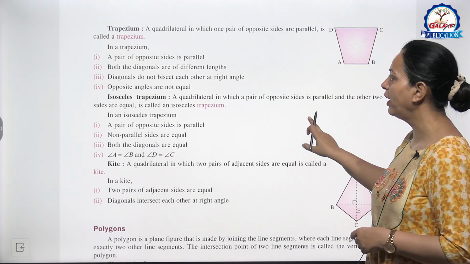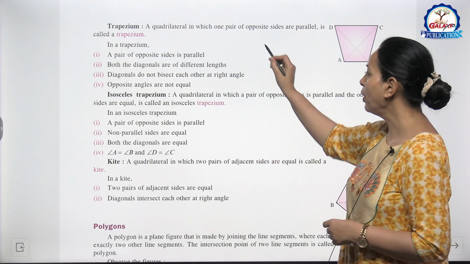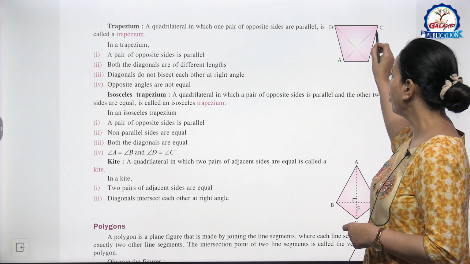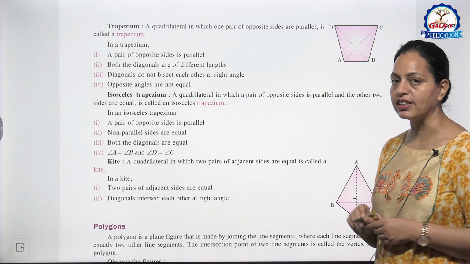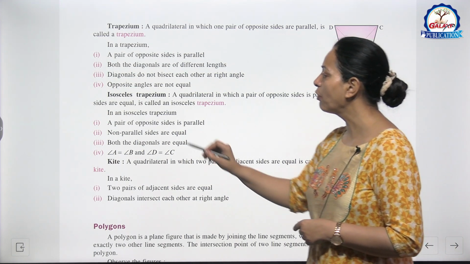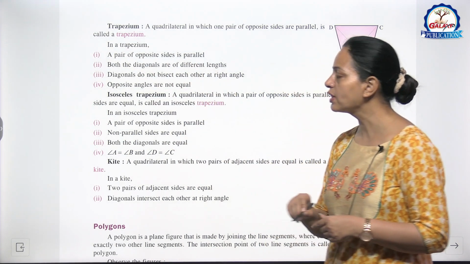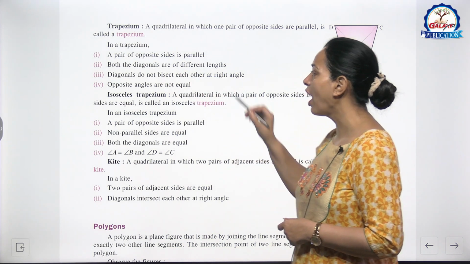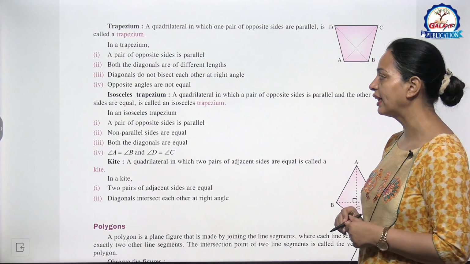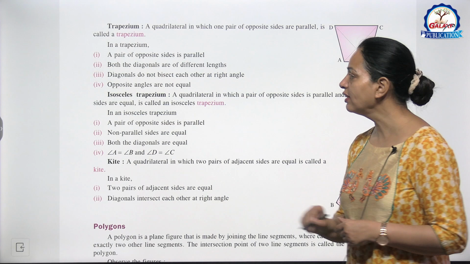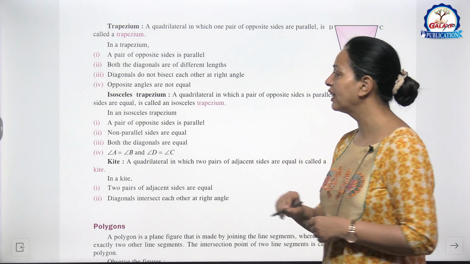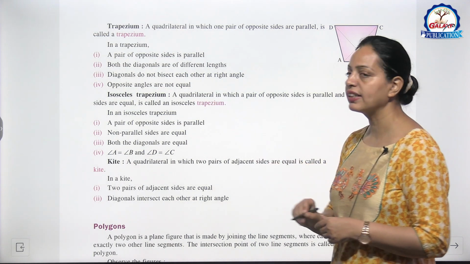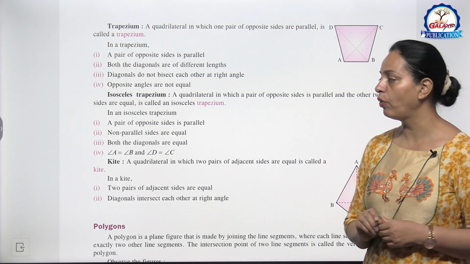Trapezium means a quadrilateral in which one pair of opposite sides are parallel. That is called a trapezium. This is like this. Okay. In a trapezium, the first one, a pair of opposite side is parallel. The second, both the diagonals are of different length. And the third, diagonals do not bisect each other at right angle. And the fourth, opposite angles are not equal.